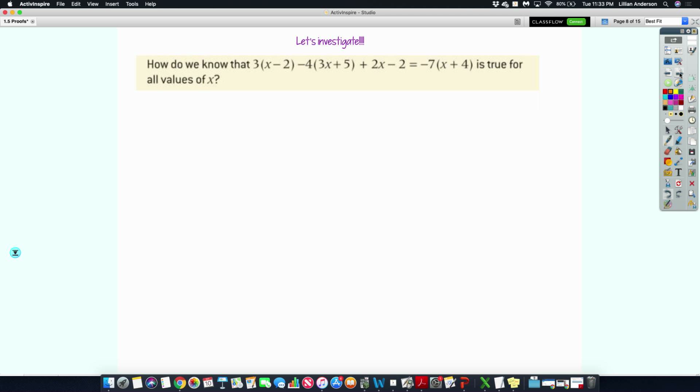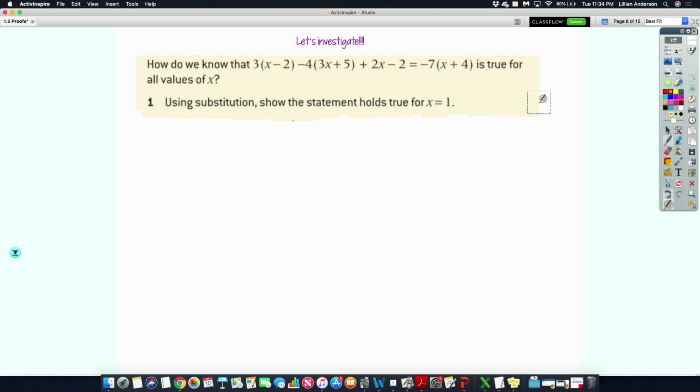Now, what I want you to do is legitimately do this in your notes on the paper that you have. It says, how do we know that 3 times (x minus 2) minus 4 times (3x plus 5) plus 2x minus 2 is equal to negative 7 times (x plus 4) is true for all values of x? Okay, so what I want you to do right now is, using substitution, show the statement is true for x equals 1. Show that the statement is true for x equals 1. Go ahead and pause the video and do this.